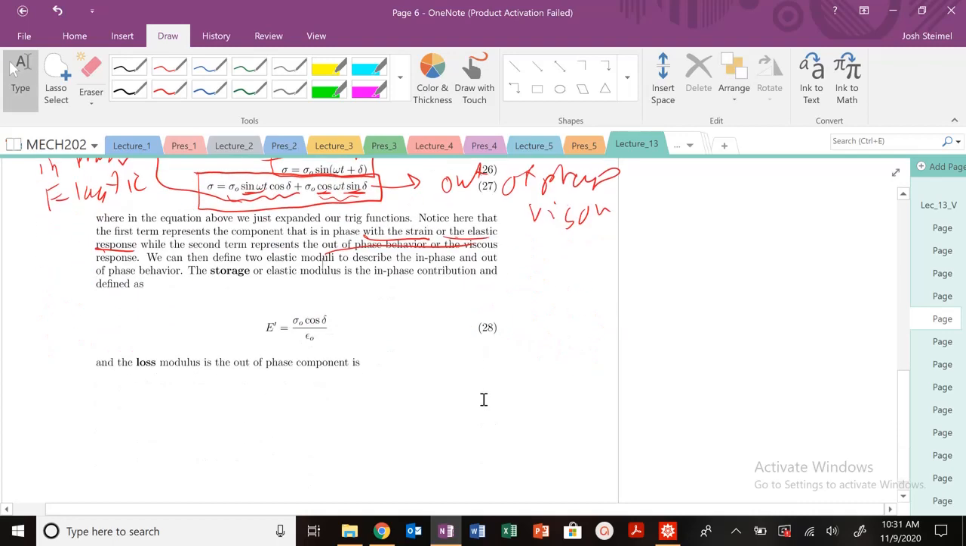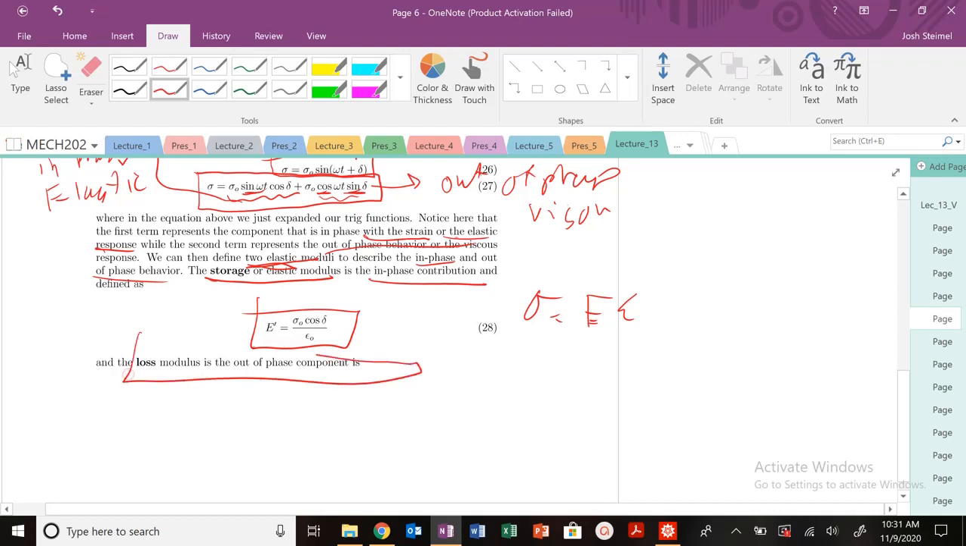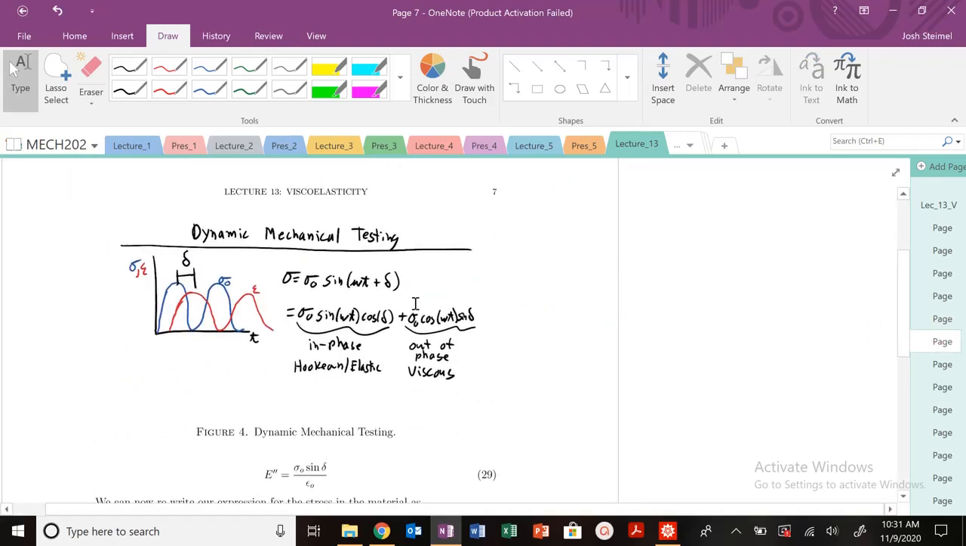With that definition, we could describe two different moduli to encapsulate the in phase and out of phase components of our stress. The storage or elastic modulus, i.e. the in phase contribution, can be defined just like this, using the Hooke's law expression for our strain. This is going to be E prime. The loss modulus corresponds to our out of phase component. That is the idea here.